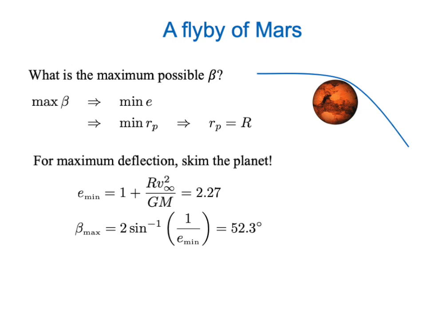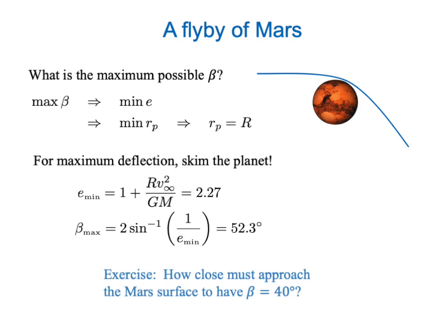So here's an exercise for the interested student. How close would we have to get, a little bit less than this, to have a bending angle of 40 degrees? It's not hard to figure out. Circles, ellipses, parabolas, and hyperbolas, and the mathematical machinery we found to describe such trajectories are the basic building blocks, the basic toolbox for understanding orbital mechanics.